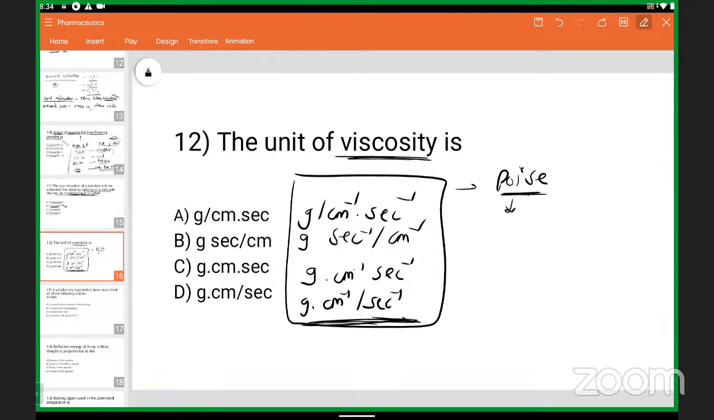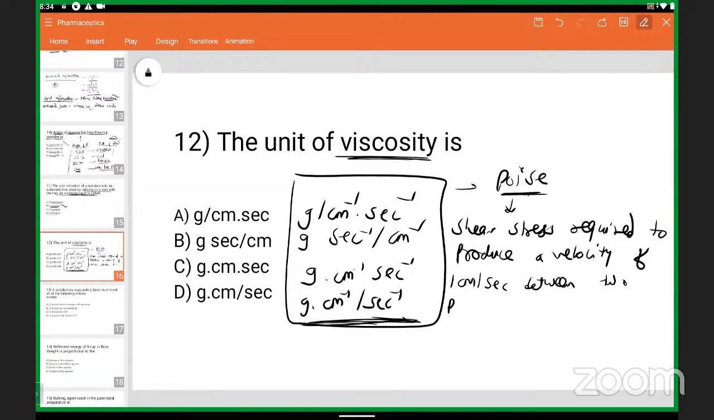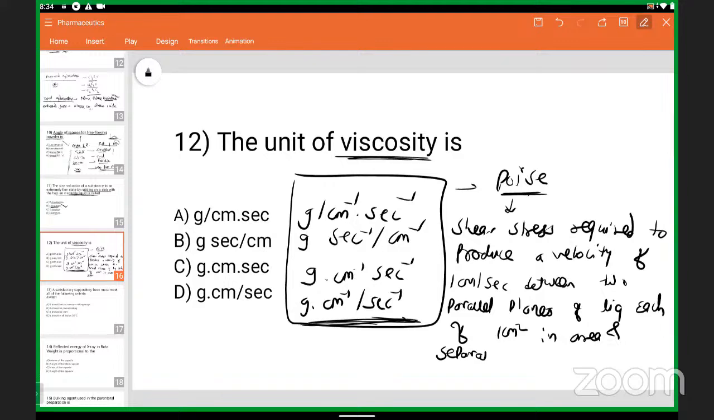The shear stress required to produce a velocity of 1 centimeter per second between two parallel planes of liquid, each of 1 centimeter square in area and separated by distance of 1 centimeter.